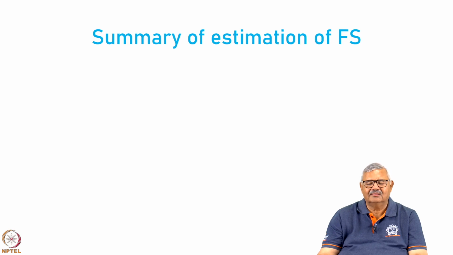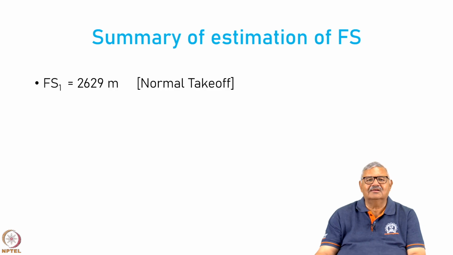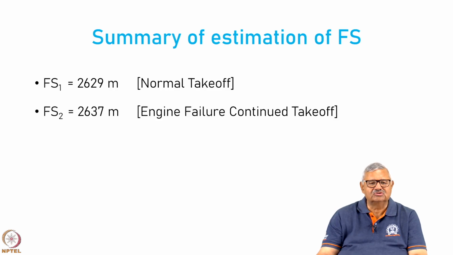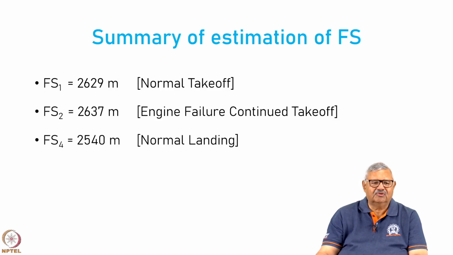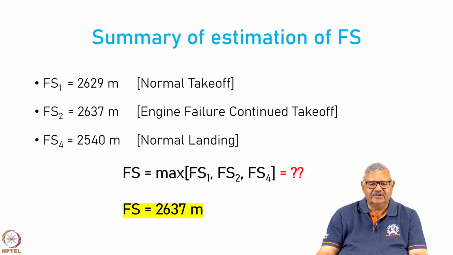So, to estimate the Fs, we now need to look at the three numbers again. Fs1 was found to be 2629 meters, Fs2 was found to be 2637 meters, Fs4 was found to be 2540 meters. We now take the maximum value of all these three parameters, and that is 2637 meters. So, the Fs in this case is going to be 2637 meters.